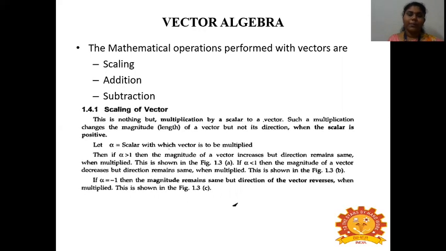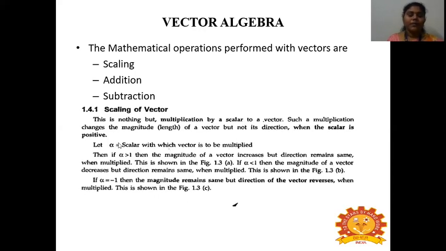A scalar, we know, is a magnitude alone. So a vector will be multiplied by a magnitude. Such a multiplication may change the magnitude of the vector, but it will not change its direction. But here there is a note: if the scalar is only positive, it will not change the direction of the vector. Suppose the scalar is negative, it will change the direction of the vector.